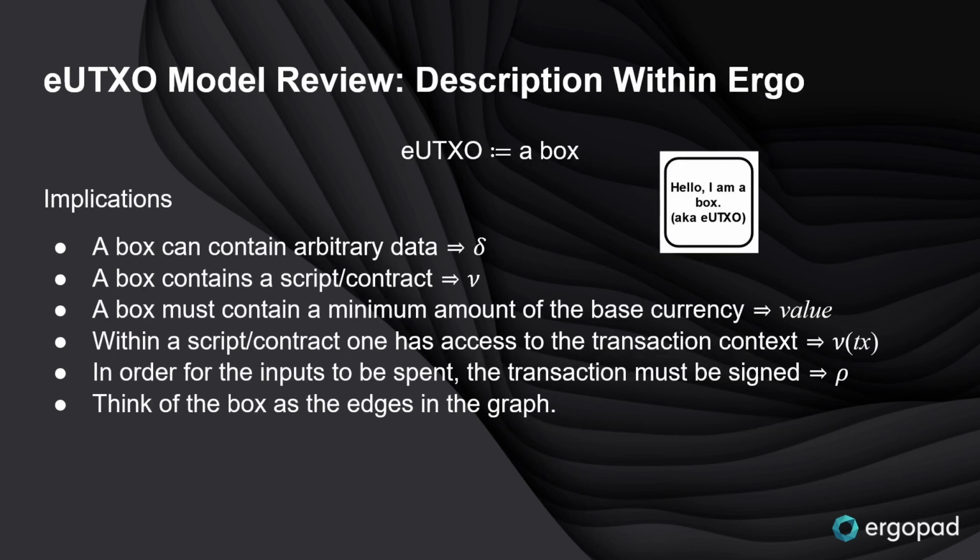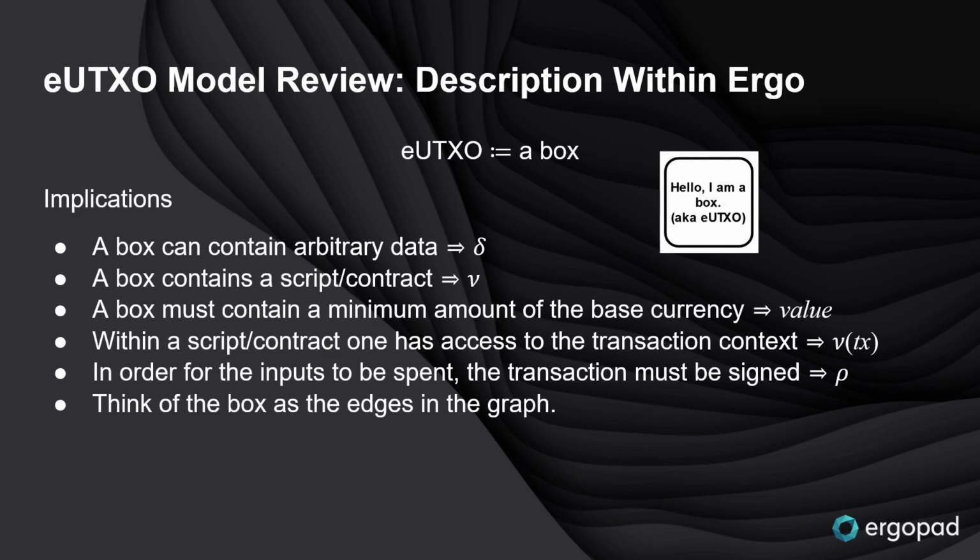In Ergo, we call a UTXO a box. And then just to show the parallels between this description within Ergo and the informal mathematical definition, we see that a box in Ergo can contain arbitrary data, so that's like the datum. The box can contain a script or a contract, so that's the validator. A box must contain a minimum amount of the base currency, so that's the value, but the value could also be more than the minimum amount. And within a script or a contract, we have access to the transaction context, so that's like the transaction as a parameter in the validator function. And in order for the inputs to be spent, the transaction must be signed, so we have a redeemer.